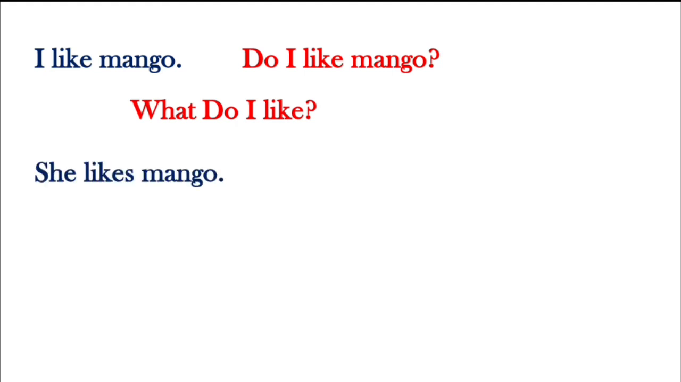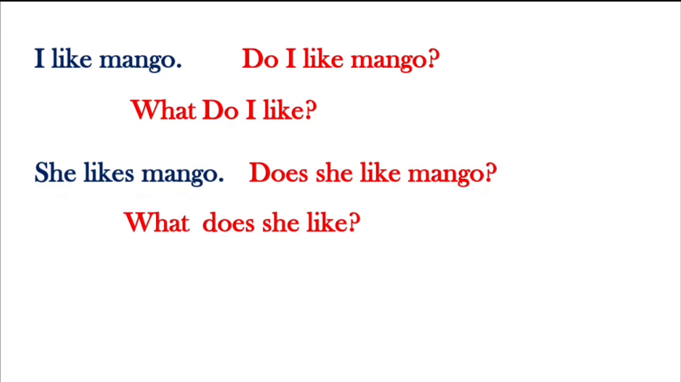Let us see the next one. She likes mango. Here to make a helping verb question, we have to use "does" first in the sentence. So it becomes, does she like mango? This is a helping verb question. Yes, she does is the answer. To make a WH question, what does she like?